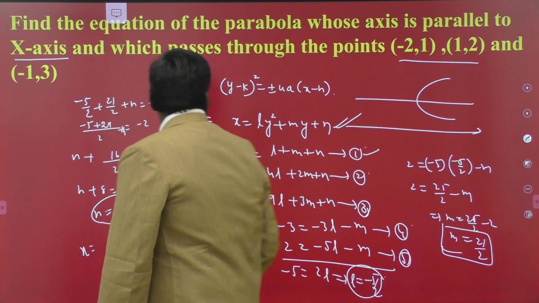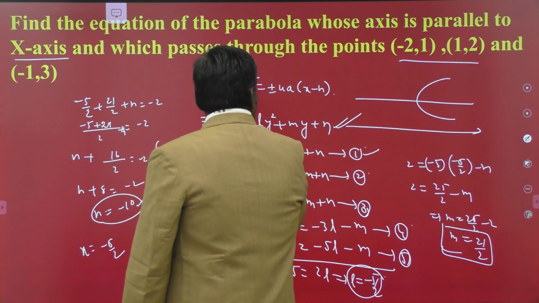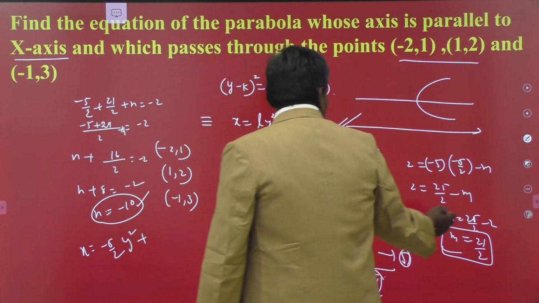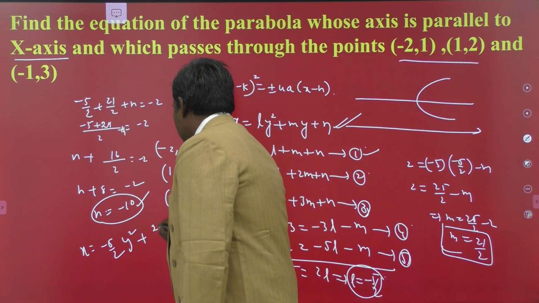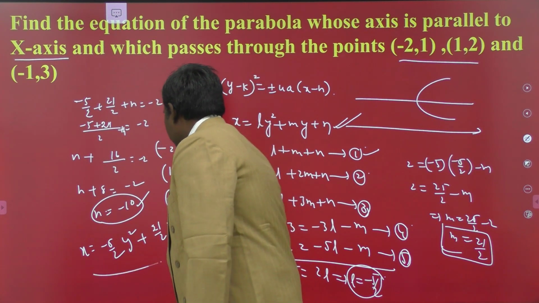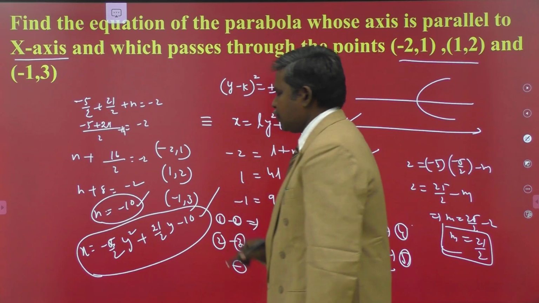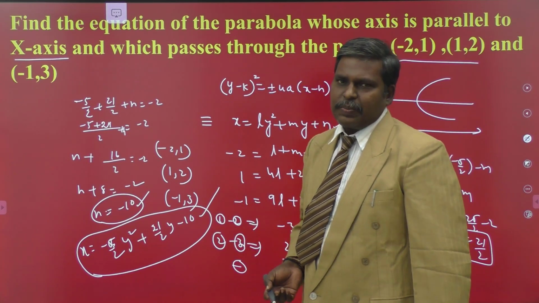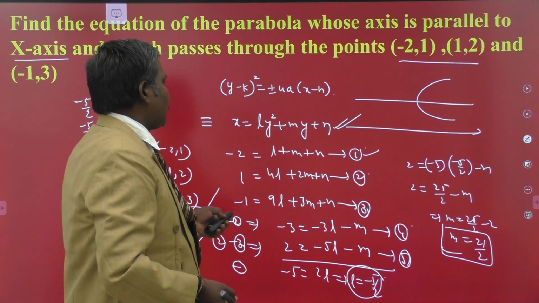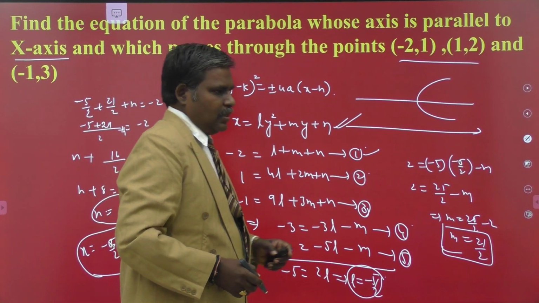So your x is equal to, what is your l? Minus 5 by 2, minus 5 by 2 y square, plus m is what? 21 by 2 y, plus constant minus 10. So after simplifying you can get the answer, or you may leave it in this manner. So x is equal to ly square plus my plus n. This is the equation of the parabola whose axis is parallel to what? x-axis here. Okay.